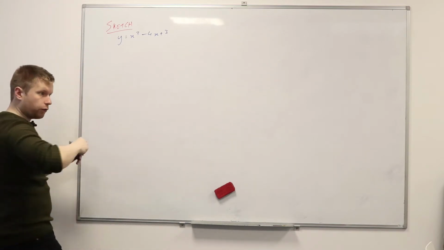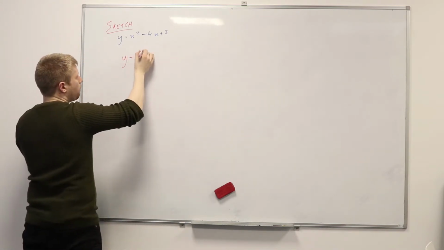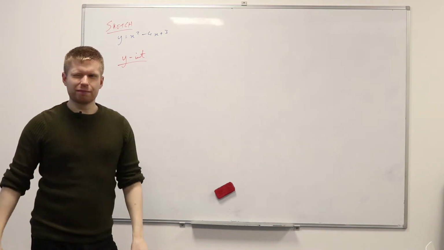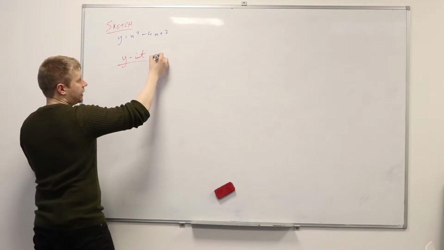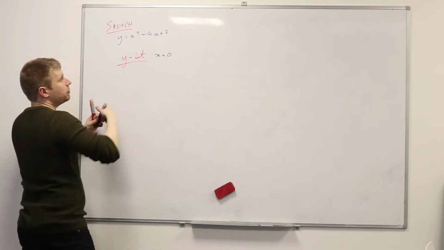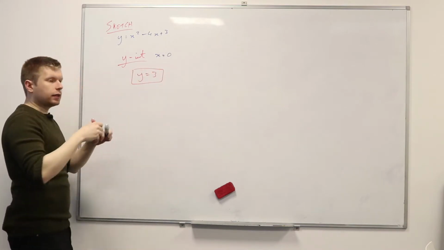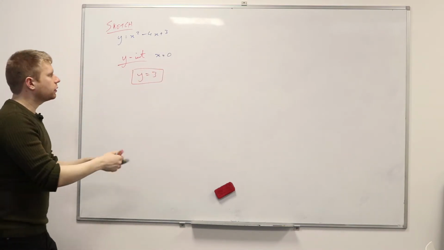So first things first, let's go for the y-intercepts, yeah? Okay, so y-intercepts. We set x to be 0, good, which means that y has to be equal to 3. Good, excellent. That was the easy one, right? We're all happy with the y-intercept. Let's do x.